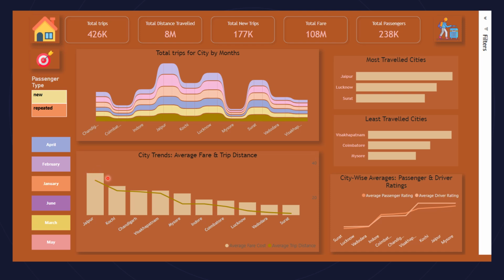Jaipur has the highest average fare and trip distance, while the least being Surat. Looking into the city-wise averages of passenger and driver ratings, we can see that Mysore tops the list, while the least being Surat. We can also have a look at the most traveled cities from GoodCabs and the least traveled ones too. We also have options to navigate to other dashboards from the city view, such as the target view and the passenger view. Let us dive into the passenger view.